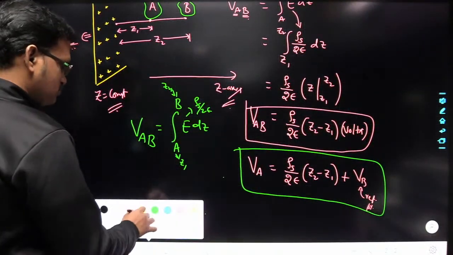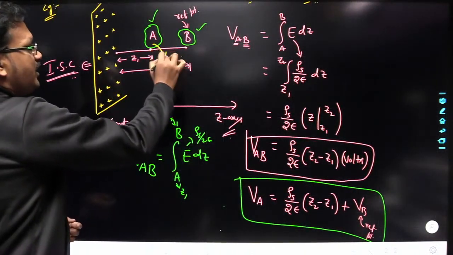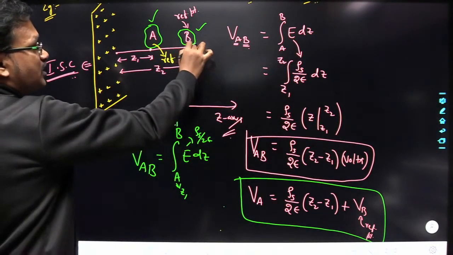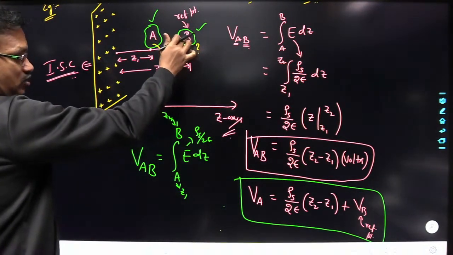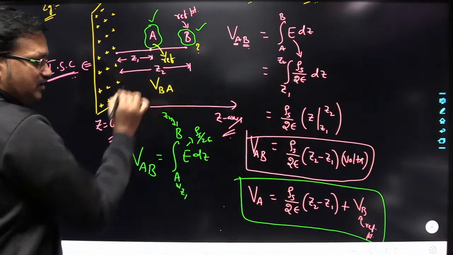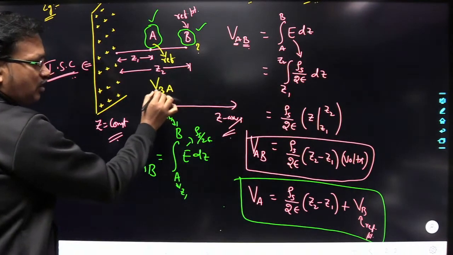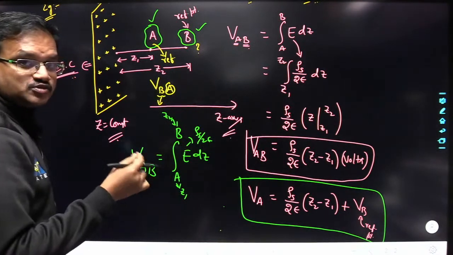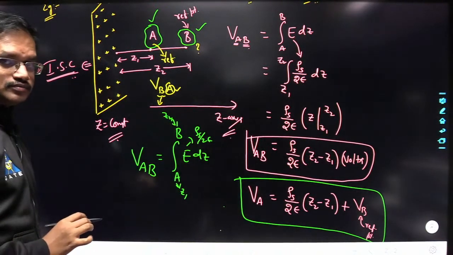Now suppose they have given that, consider A as the reference point and try to determine the potential at B. In this case you have to determine the potential at B with respect to reference point A. So always in the subscript, the first one you write is where you want to determine the potential, and the second one is the reference point. So that's what you have to write here. Understood? Yes or no here?